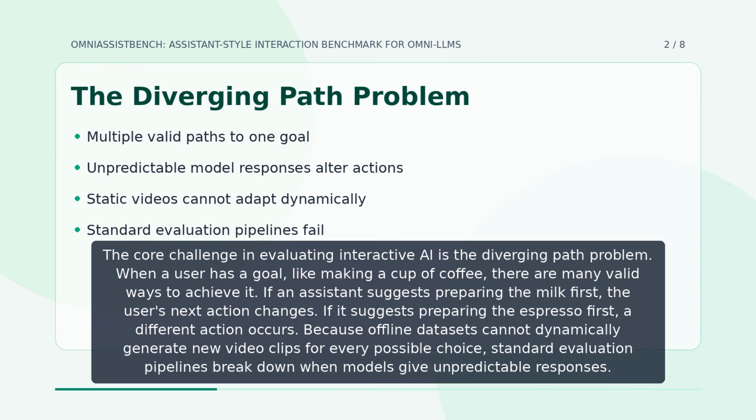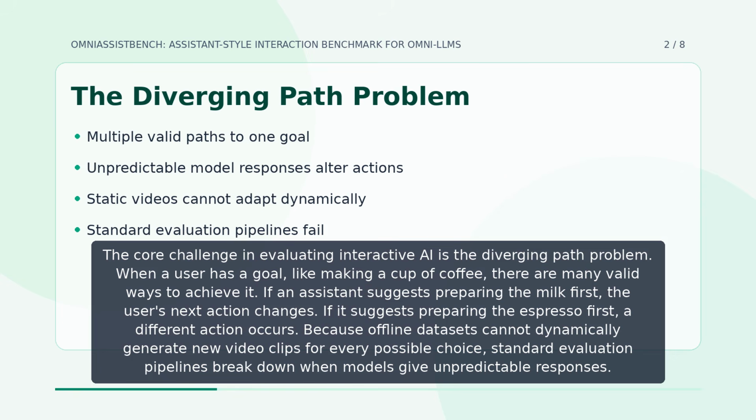The core challenge in evaluating interactive AI is the diverging path problem. When a user has a goal, like making a cup of coffee, there are many valid ways to achieve it. If an assistant suggests preparing the milk first, the user's next action changes. If it suggests preparing the espresso first, a different action occurs.